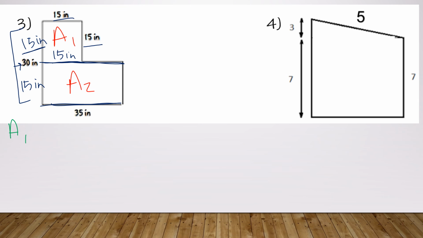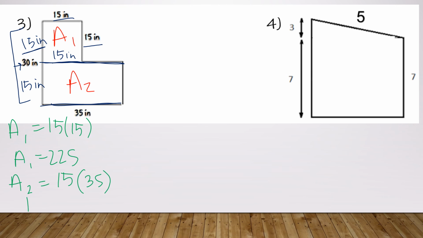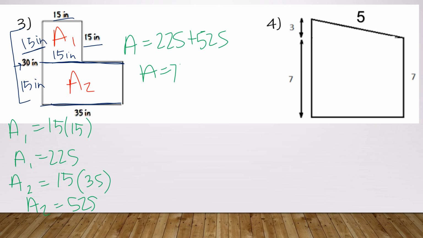So area 1 is 15 times 15 because it's a square, which would be 225. And again, you don't need to put the units there until the end. For the second area, you're doing length times width or base times height for a rectangle. So you'd have 525. Now to find the area of the entire figure, you're adding area 1 plus area 2. And that would be 750 inches squared.